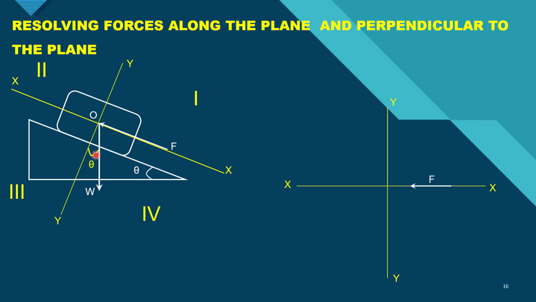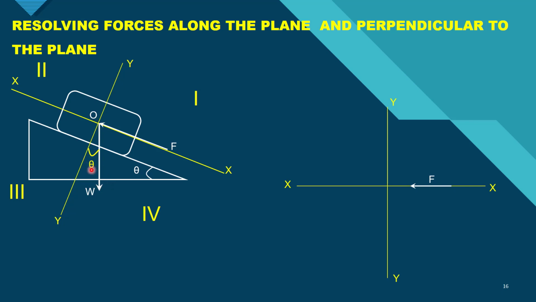How will you get that angle? You first consider this right angle triangle. So here if this angle is theta and this one is 90 degrees, this angle will be 90 minus theta. Then you consider this right angle triangle. So here you can see that this angle is 90 minus theta. So this will be 90 and the remaining angle will be theta. So if this angle is theta, the angle made by W with respect to the y-axis also will be equal to theta.